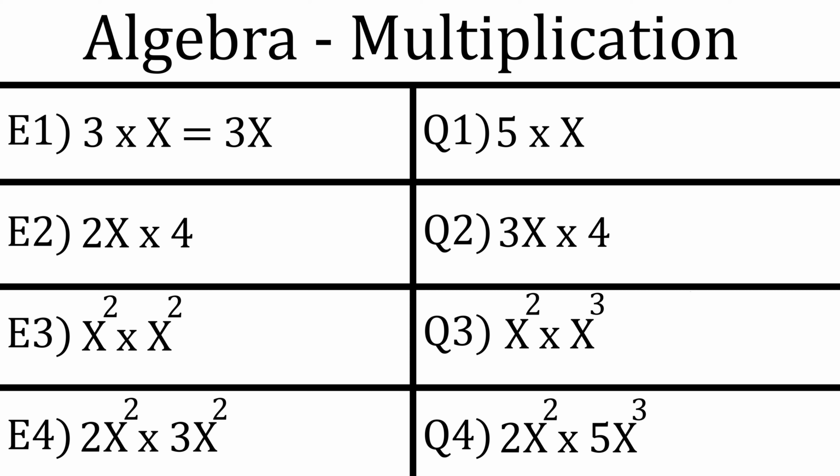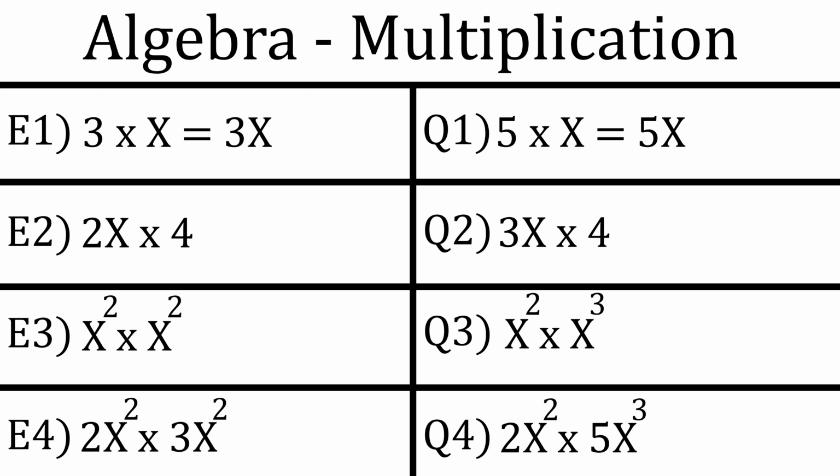So based on that bit of information, you can pause the video and give question 1 a go. We have 5 times x. I'll give you a minute if you do want to try the question yourself. So question number 1, we have 5 times x. And you've probably guessed based on E1 that the answer is going to be 5x, okay? So some nice simple notation to start.